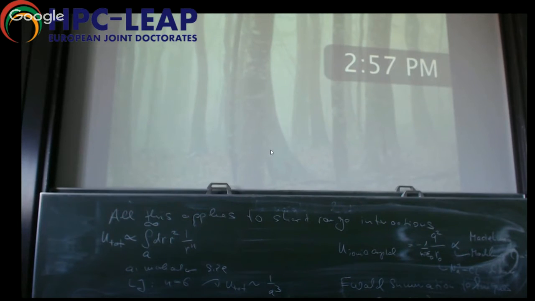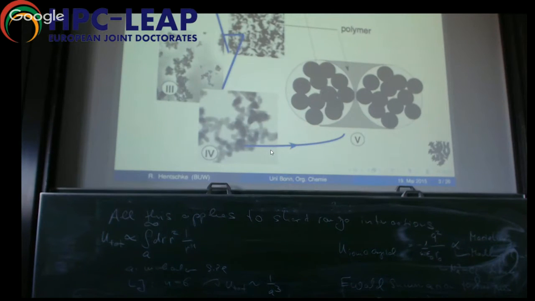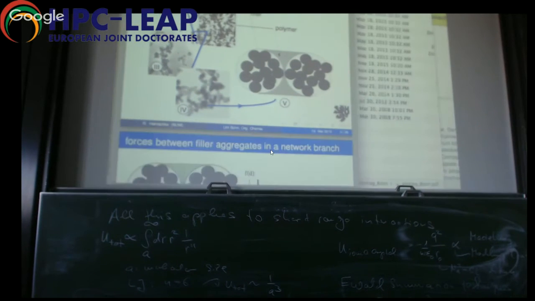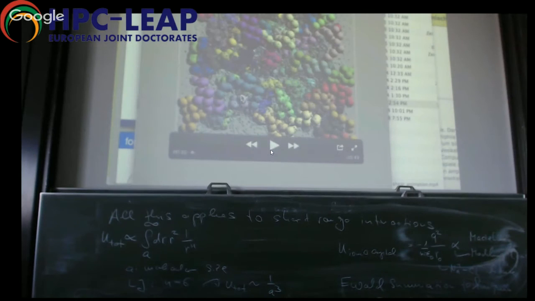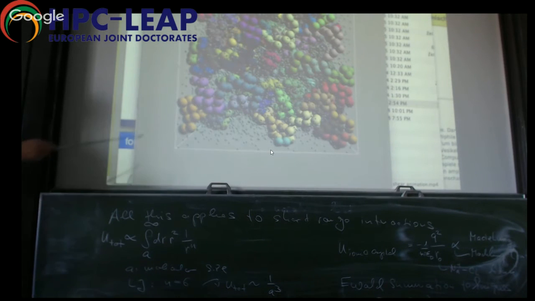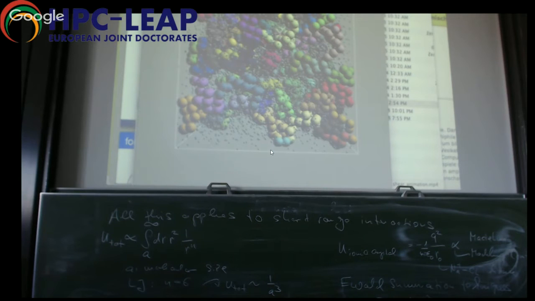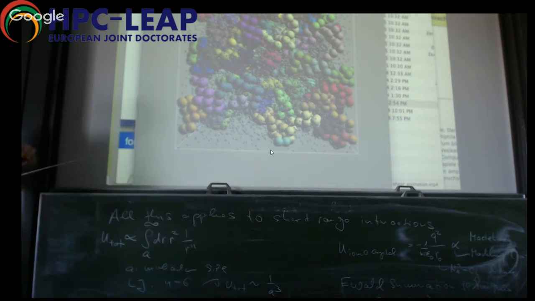And then you have to decide to construct a model. And one model that we had constructed looks like this here. So that would be our version of such a filler network. The colored spheres which you see here correspond to the smallest particles in the simulation.